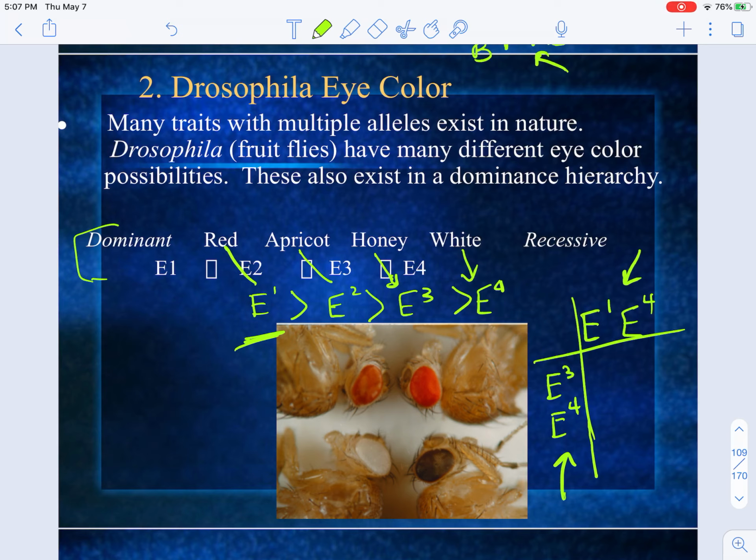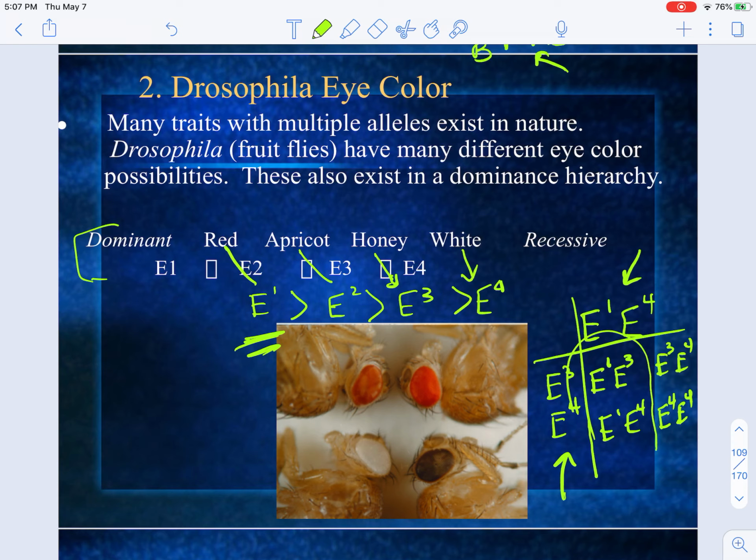But if you cross these, you can see that when you have to join the E1 and 3, you're going to have to choose, first of all, to put the one that's higher up on the hierarchy. So the one before the 3. This is a red-eyed fly. Over here, the one before the 4. That's also a red-eyed fly. Over here, the 3 before the 4. That's a honey eye. And over here, the 4.